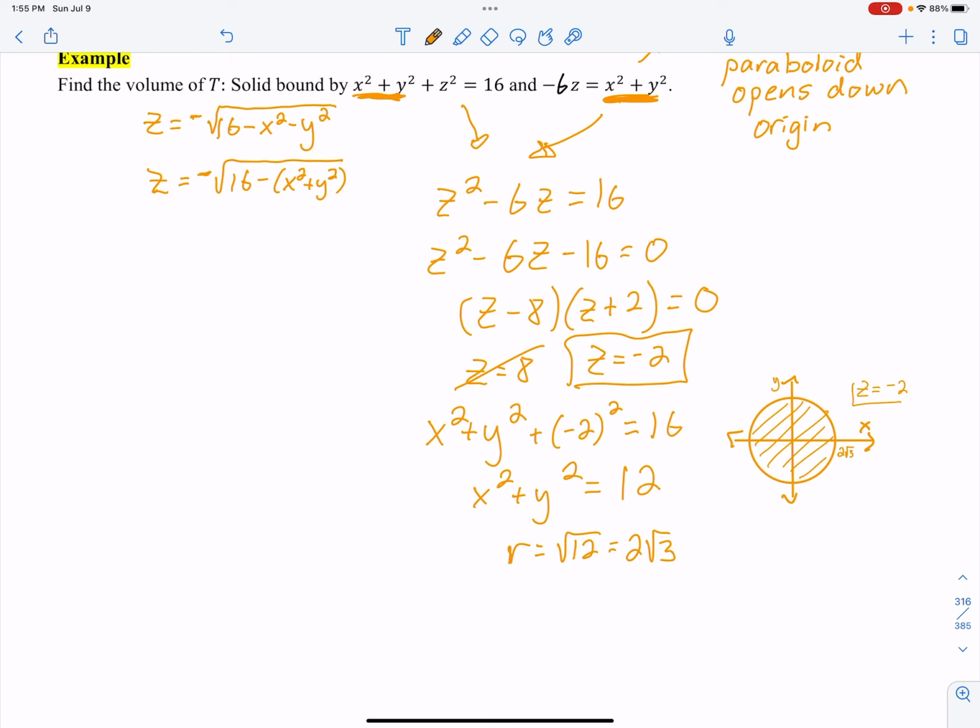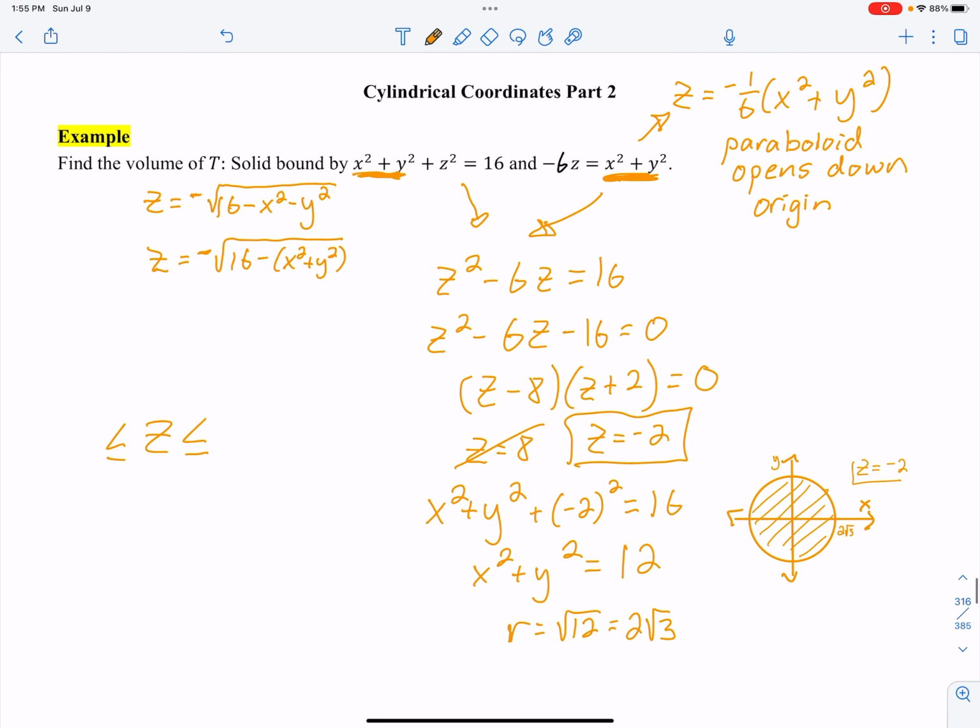Let's try to set up our bounds now. So z is caught between, well, I've got to figure out which one's on top and which one's on bottom. What I can do is just pick a point inside my region. Well, the region has 0, 0. That's what I should plug in. If I plug 0, 0 into this, I get -4. If I plug 0, 0 into this, I get 0. So this is the bottom. And this is the top.